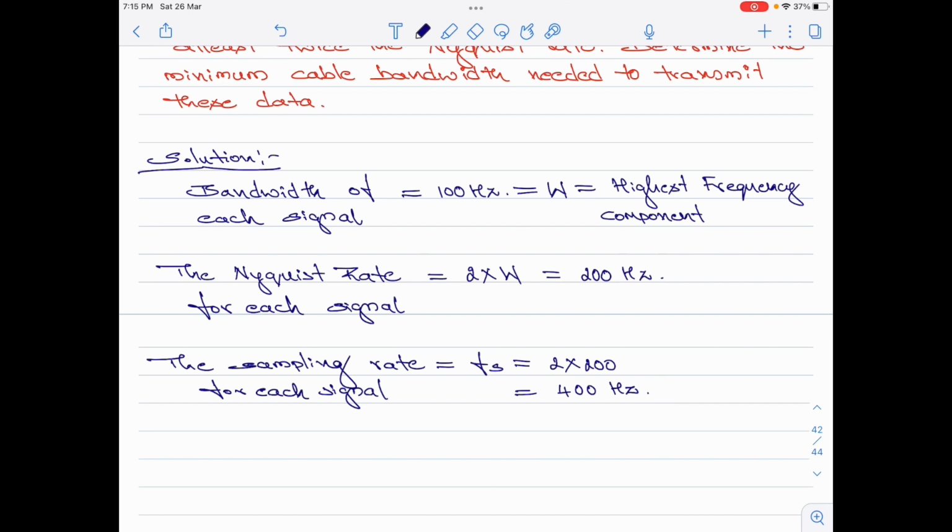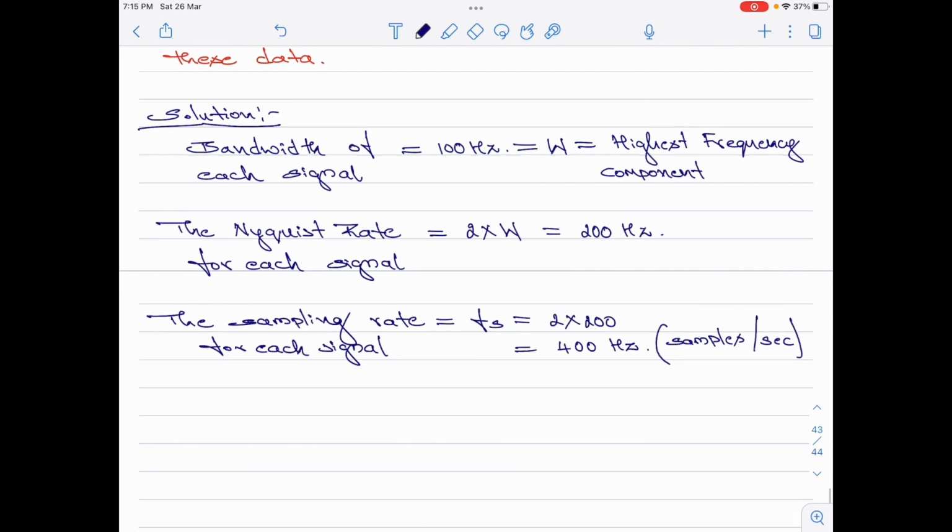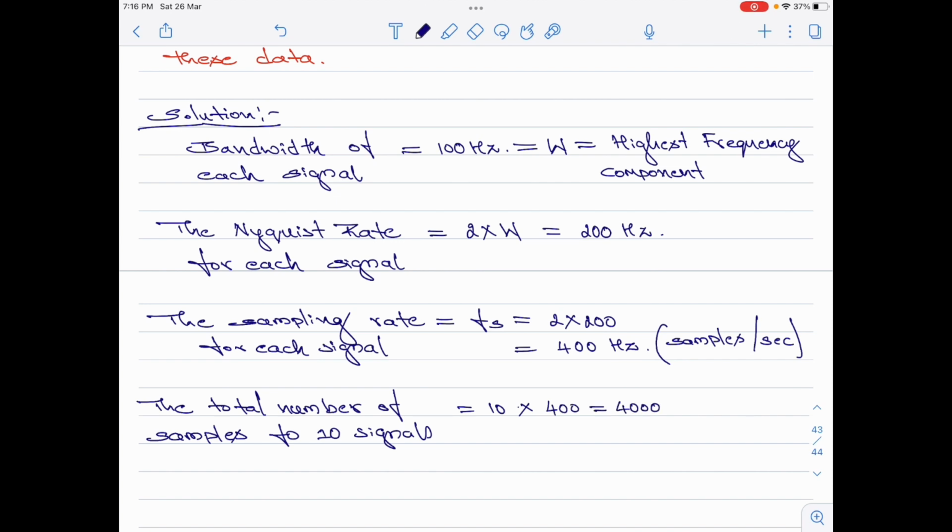We know that the sampling rate is also expressed in terms of samples per second. So, 400 Hz is equal to 400 samples per second. Since we are told the total number of signals is 10, the total number of samples for the 10 signals would then be equal to the number of signals, which is 10, multiplied by the number of samples per second for each signal, which is 400. So, this is equal to 4000 samples per second.